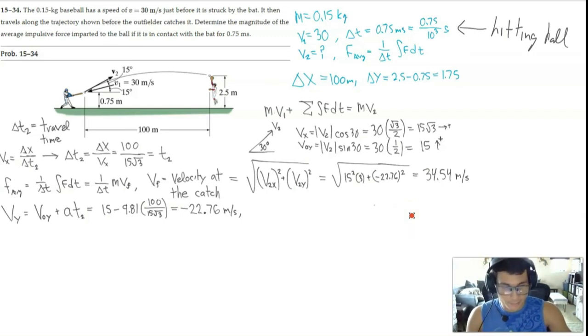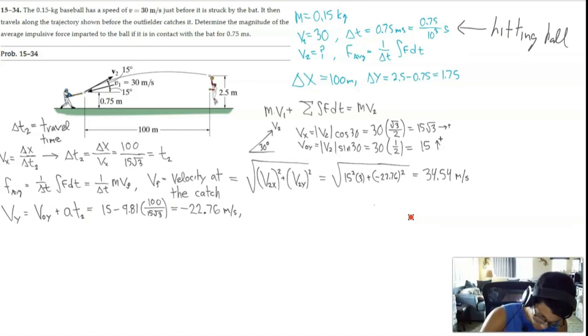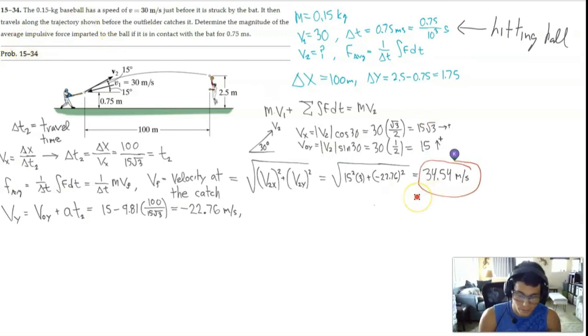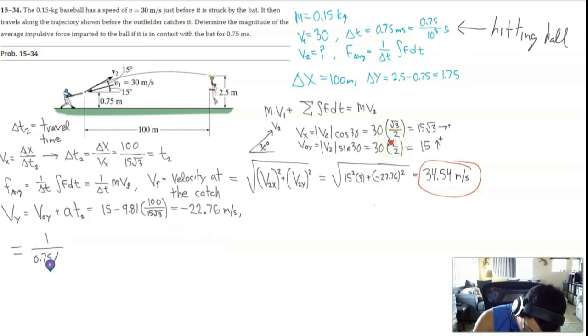Okay, so we have that. This is not really our answer. I don't think they really asked for that, but I'm gonna circle it anyway because it's an accomplishment. What they wanted to find is this right here. So that right there is equal to 1 divided by 0.75 times 10 to the third, divided by 10 to the third, all times 34.54.